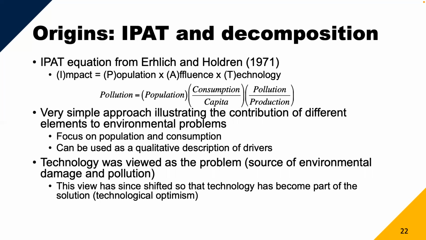I'll mention that when this equation was first derived, people mainly viewed population and consumption per capita, and actually mainly this affluence idea, as the levers to improve pollution, and that technology, this pollution per production type of thing, was viewed as the big problem. But nowadays that's shifted, where we think of this as a potential area for improvement.